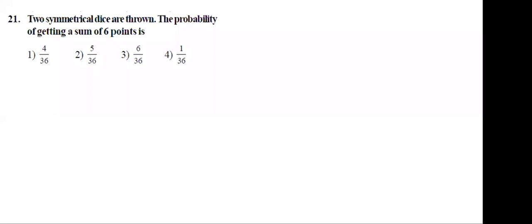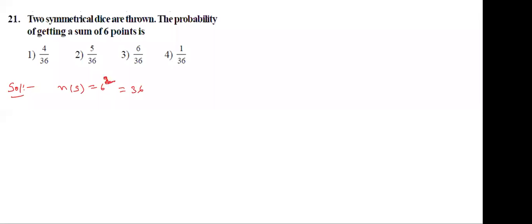Now 21st question. Two symmetrical dice are thrown. The probability of getting a sum of 6 points. So we know that shortcut formula table. By using the table, you can say within fraction of seconds. But here, two symmetrical dice. What is n of S? 6 square, that means 36.